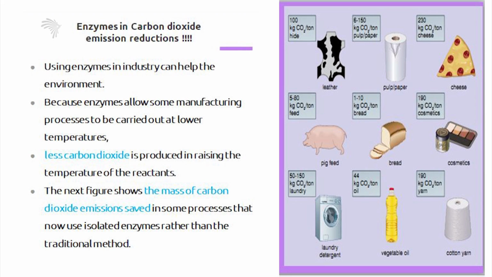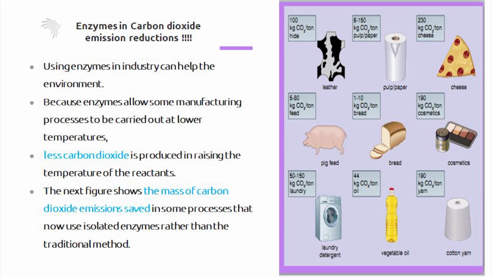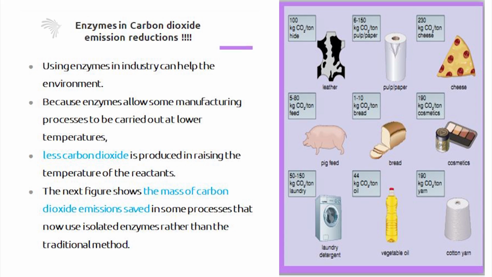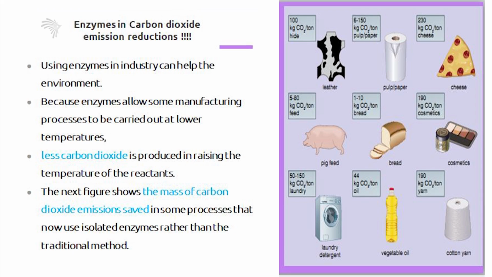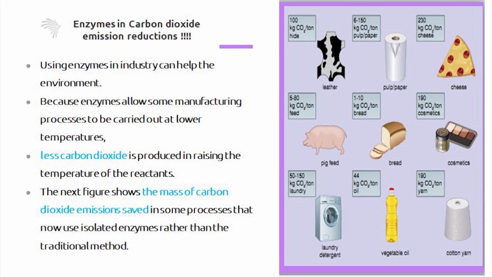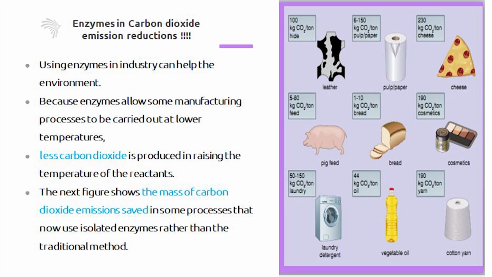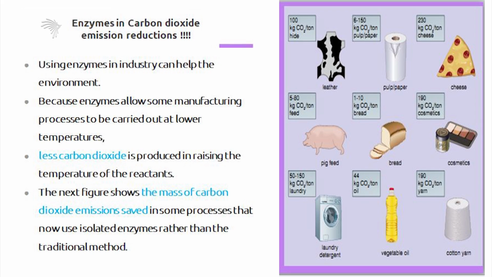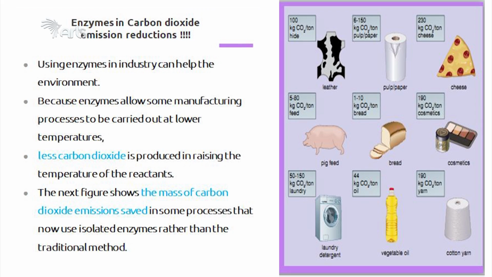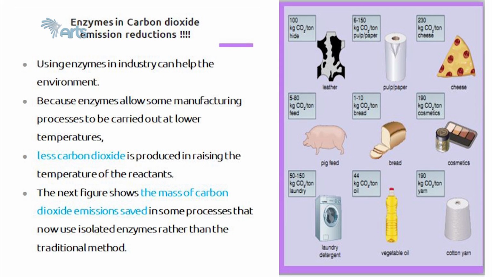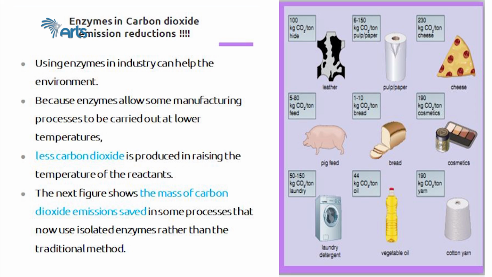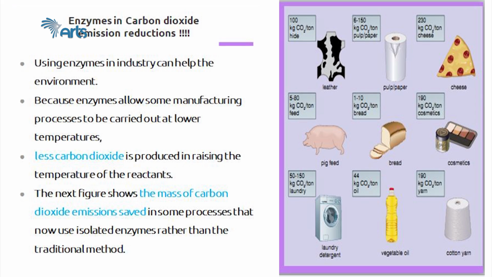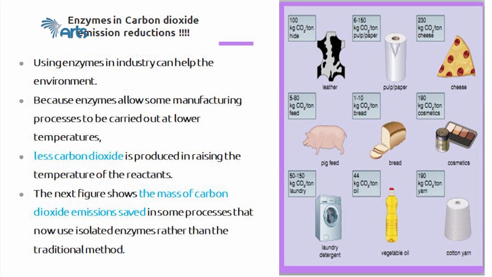So using enzymes in industry can help the environment, because enzymes allow some manufacturing processes to be carried out at lower temperature. Less carbon dioxide is produced in raising the temperature of the reactions. The next figure shows you the mass of carbon dioxide emissions saved in some processes that now use isolated enzymes rather than traditional methods. Each of these has its own emissions.